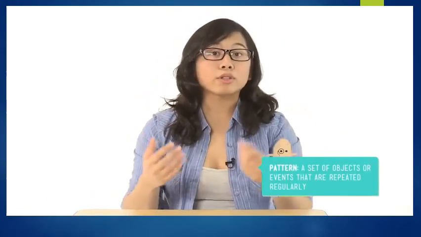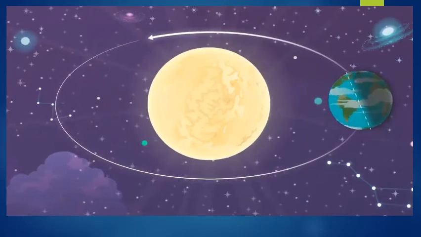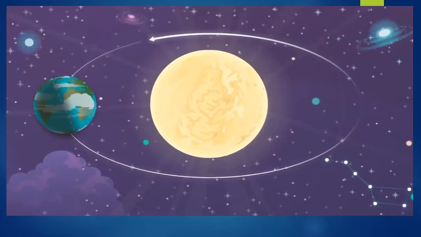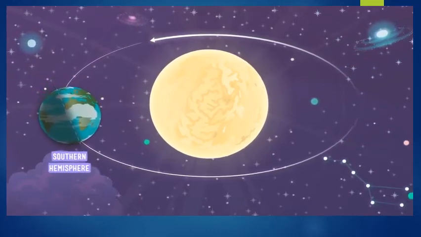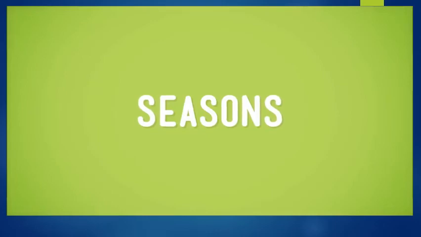So, why am I telling you all of this? Well, as the Earth travels around the sun, it creates a pattern throughout the year. This pattern happens over and over again, and I'm sure you've noticed it. At certain times of the year, you see the northern hemisphere leans towards the sun, and the southern hemisphere leans away. And at other times, the southern hemisphere leans towards the sun, and the northern hemisphere leans away. That pattern, my friend, is what makes seasons.